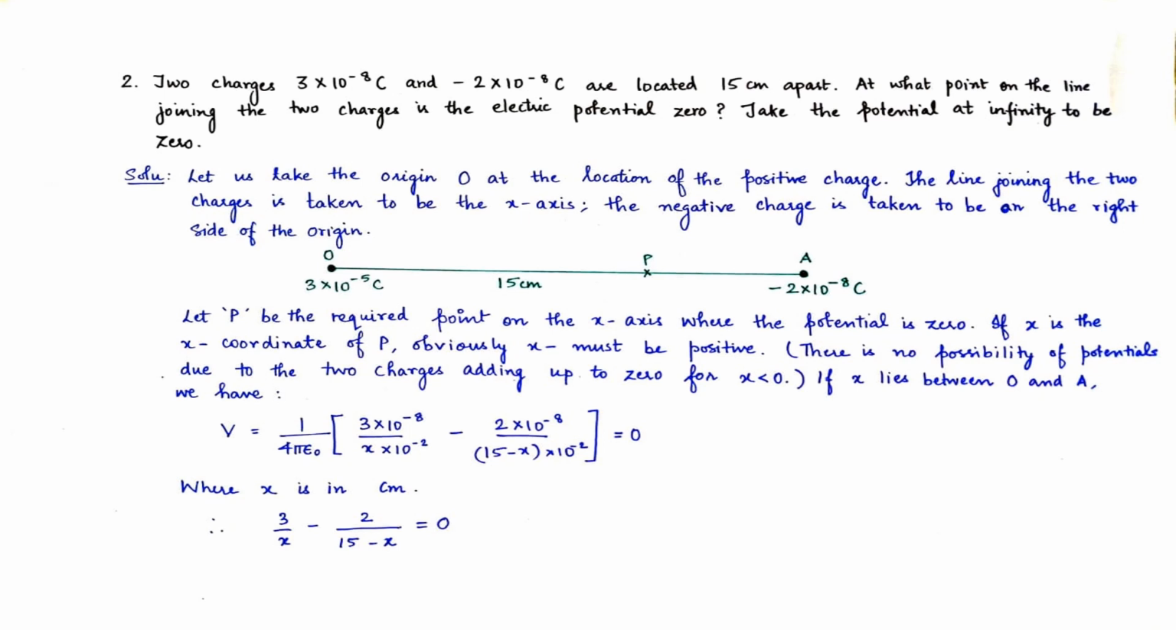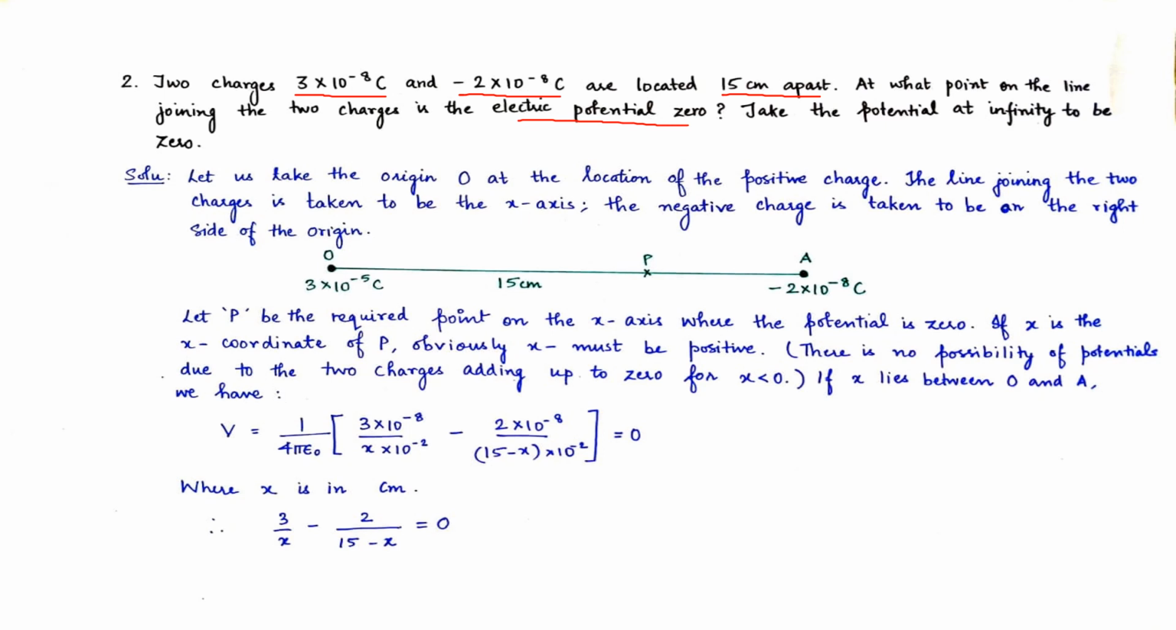Hello student, today we will be solving question number 2 and the question states: two charges of value 3 into 10 to the power minus 8 coulomb and minus 2 into 10 to the power 8 coulomb are located 15 meter apart. At what point on the line joining the two charges is the electric potential 0? Take the potential at infinity to be 0.